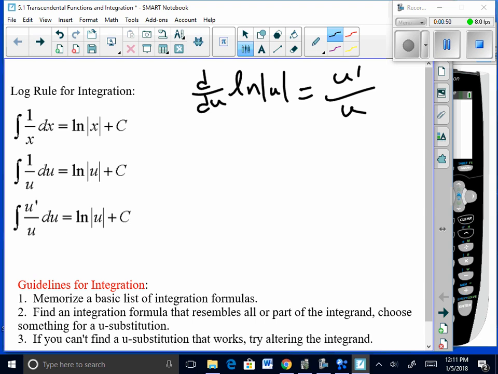If I had 1 over x dx, well, the derivative of x is 1, and that was on the top of the fraction. So this is the derivative over the original function. So the antiderivative of this would be natural log absolute value of x plus c.